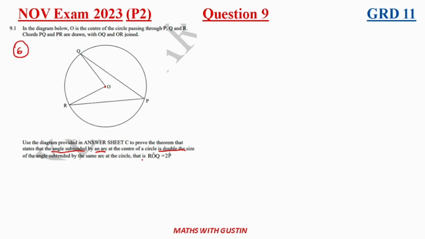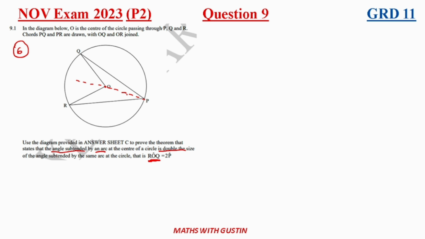Basically, they want us to prove that this angle here is going to be twice that one there, right? So guys, this theorem is in the textbooks as well. To prove this theorem is quite straightforward. The first thing you need to do is construct a line here to divide this into two triangles.